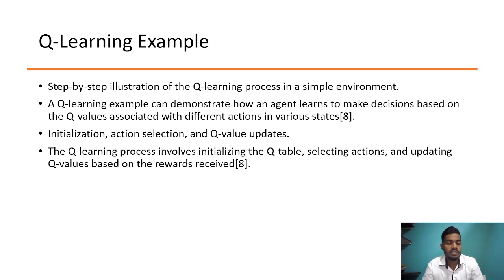Q-learning example. Step-by-step illustration of the Q-learning process in a simple environment. A Q-learning example can demonstrate how an agent learns to make decisions based on the Q values associated with different actions in various states. Initialization, action selection, and Q value updates. The Q-learning process involves initialization of the Q-table, selecting actions, and updating the Q values based on the rewards received.